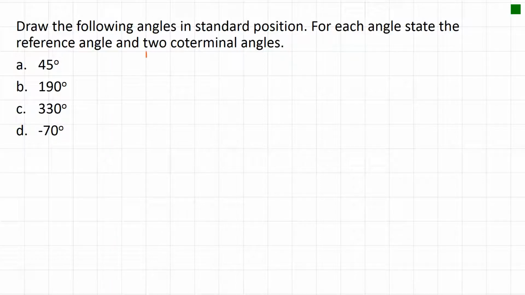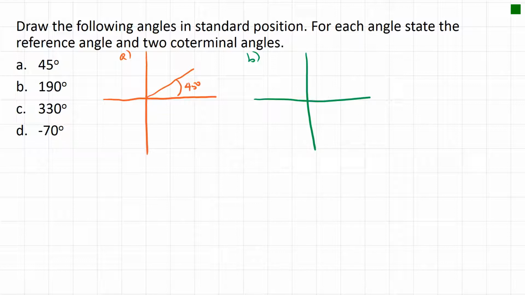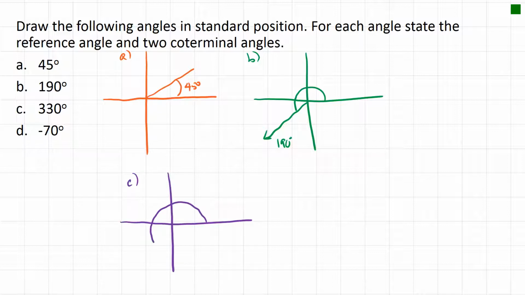All right, so let's draw these out fairly quickly here. We've got the first angle is 45 degrees. That's A. Part B is 190 degrees, so it's past the 180 mark a little bit, so there's 190 degrees. Number C is 330 degrees, so we're going all the way around nearly to 360, so there's 330, quadrant 4.